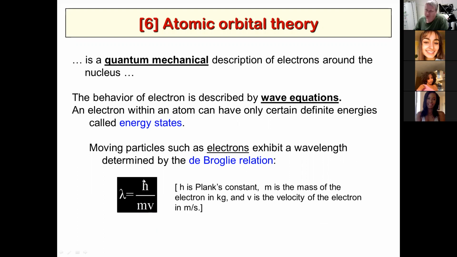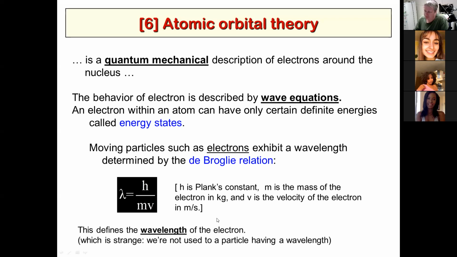You don't have to know this theory or these equations for any exams or quizzes, so don't worry about this. I'm reviewing it just for your general knowledge, and you'll learn more about it if you take PChem or something. But anyway, the wavelength is related to Planck's constant divided by the mass and the velocity of the particle. So it's weird that a particle has wave properties, right? This defines the wavelength of the electron, which is strange. We're not used to particles having a wavelength. It's not the kind of world we live in. It's a different world where these electrons are moving around, and it's a little hard to visualize. Okay.